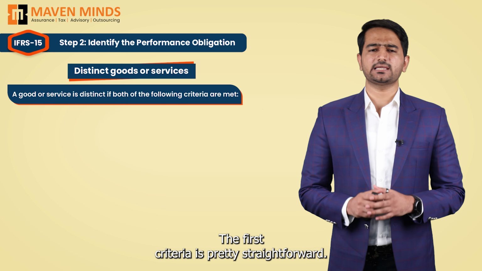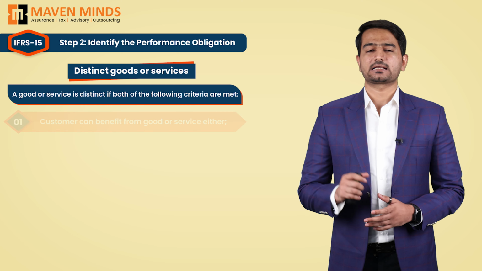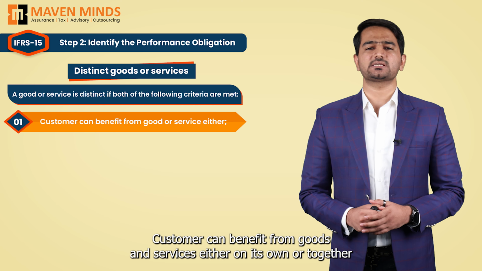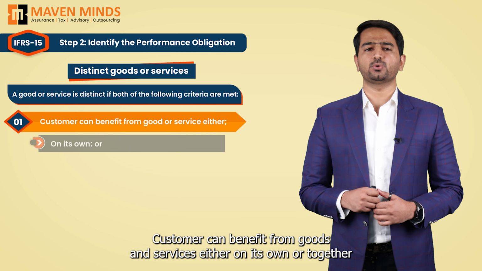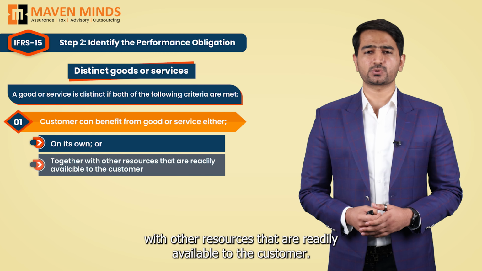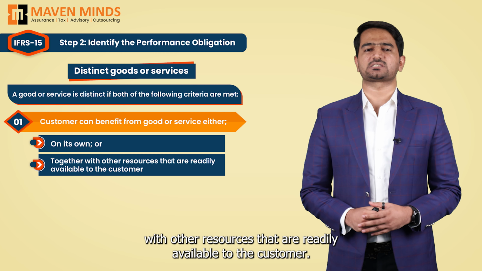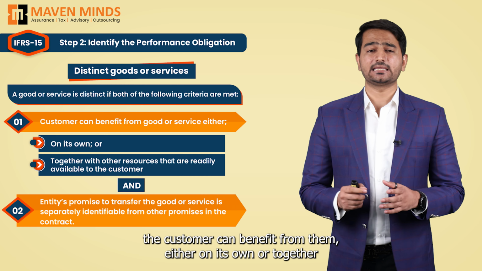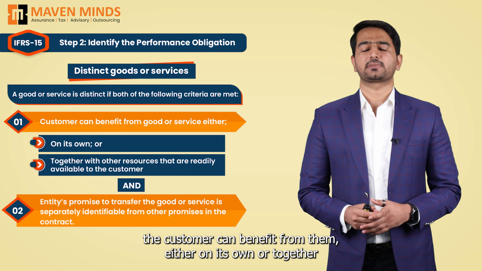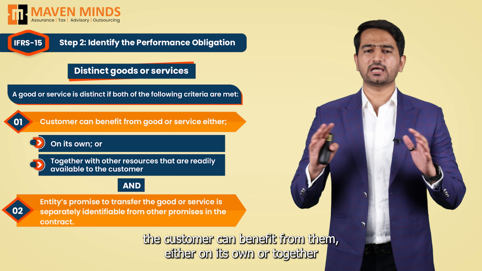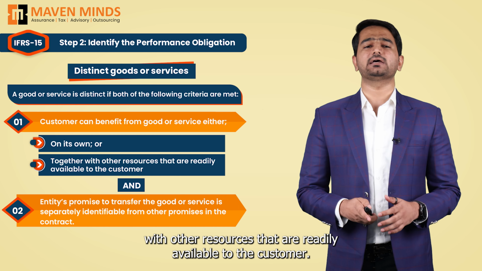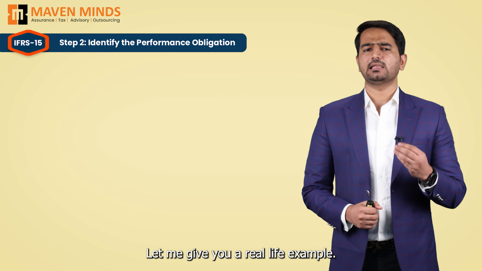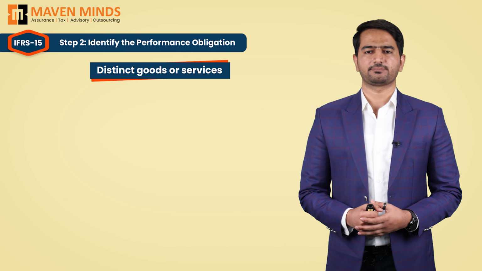The first criteria is pretty straightforward. The customer can benefit from the goods and services either on its own or together with other resources that are readily available to the customer. The nature of the goods and services should be such that the customer can benefit from them either on its own or together with other resources that are readily available to the customer. Let me give you a real life example.